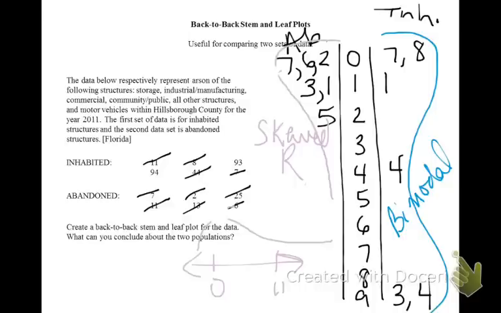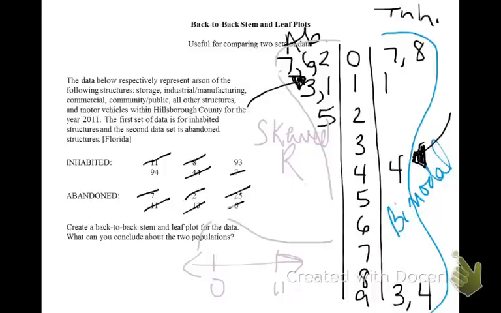The next thing we could discuss is the center. It appears that the bimodal distribution has a balancing point or a center around 44, whereas the skewed distribution appears to have a balancing point or a center somewhere between 7 and 11. We could also talk about the spread of the two distributions. For the inhabited data set, it appears there's a lot more variability in the amount of arson, whereas for the abandoned data set, it appears most arson values are close together.